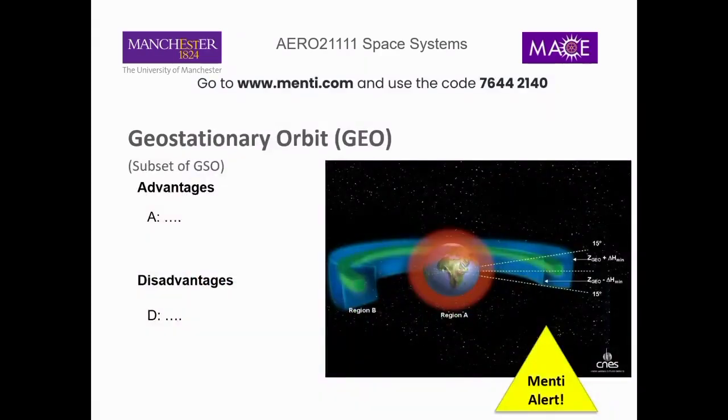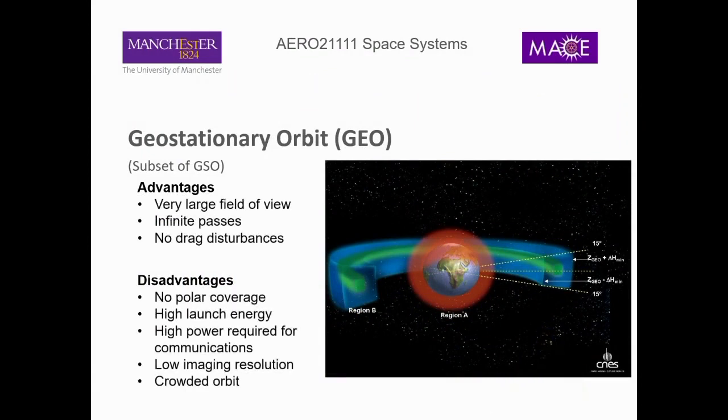So the last one, to be honest, I'm not going to make you do this because it's pretty much the same as the other one. Geostationary orbit. So this is where we have no inclination. And as your colleague just pointed out, that means that we are essentially a fixed point on the ground. Pretty much the same advantages and disadvantages. The only extra disadvantage I've added is that it's a more crowded orbit. So if you're willing to incline, it's not going to be quite so controlled and quite so crowded. If you want to be in that fixed geo-equatorial ring, it's going to be busy, and it's quite hard to get a slot. And it's infinite passes.